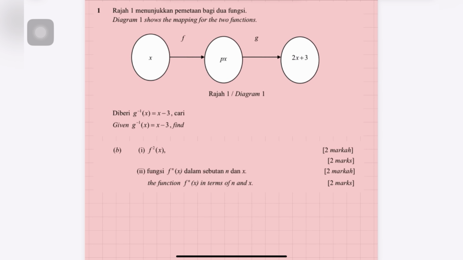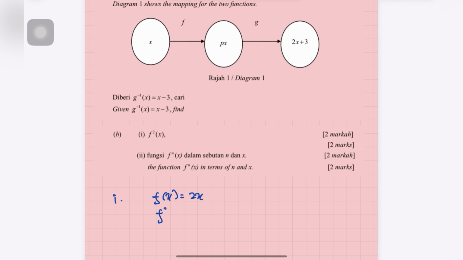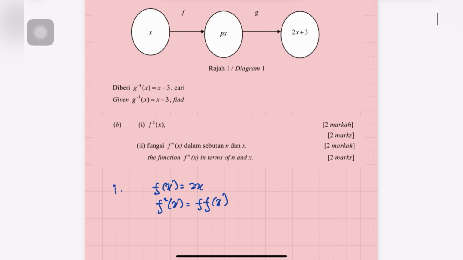Part b, find f(2x). Okay, so for Roman 1, from f(x), we have px. p is 2, so 2x. So then to find f(2x), actually we substitute 2x into f. So this one is 2 times 2x, which equals 4x.